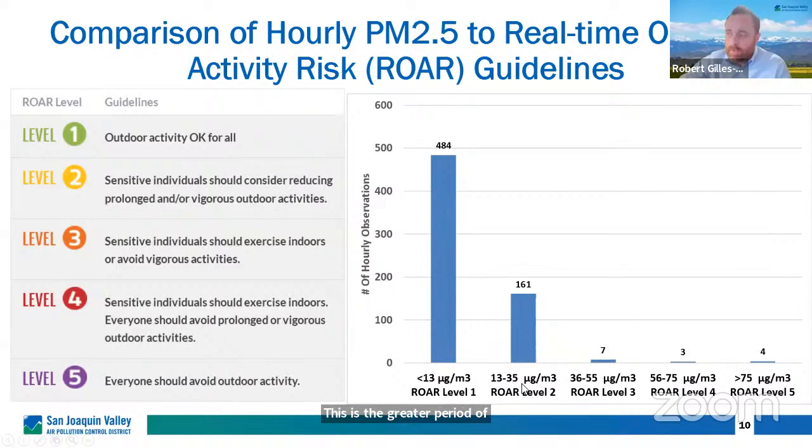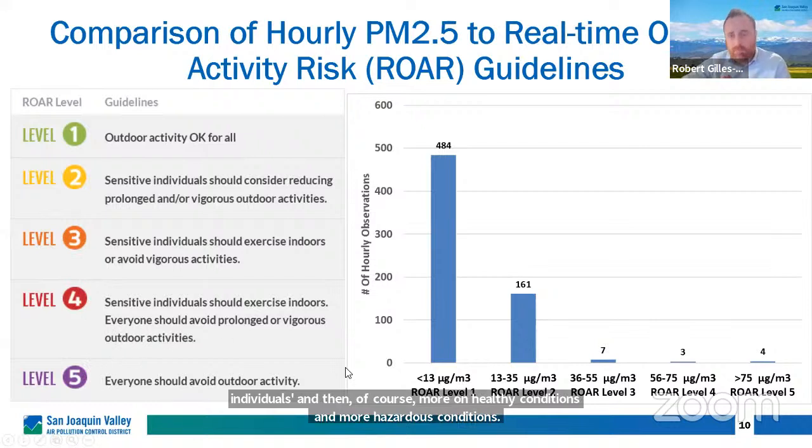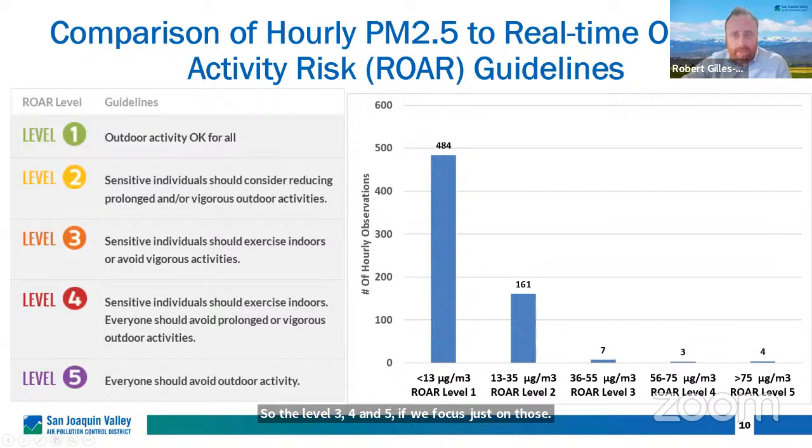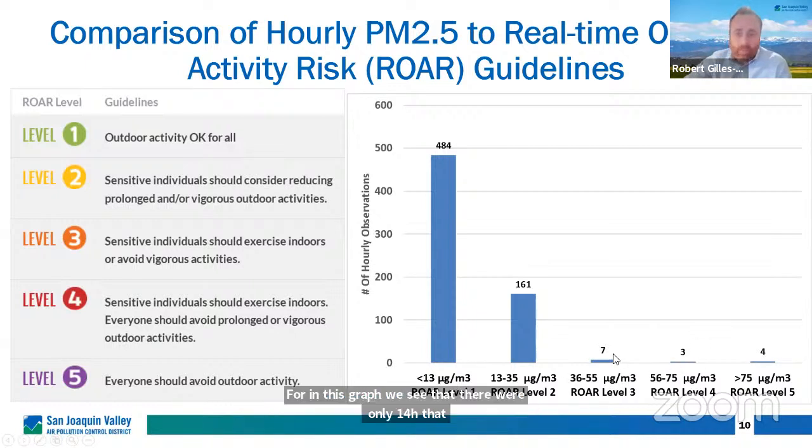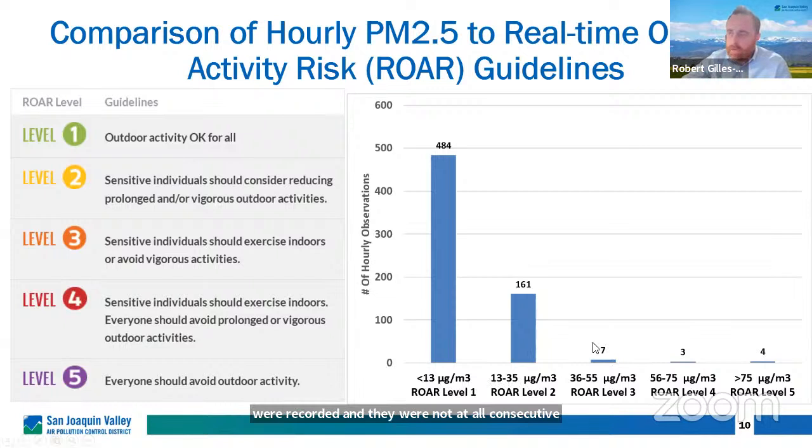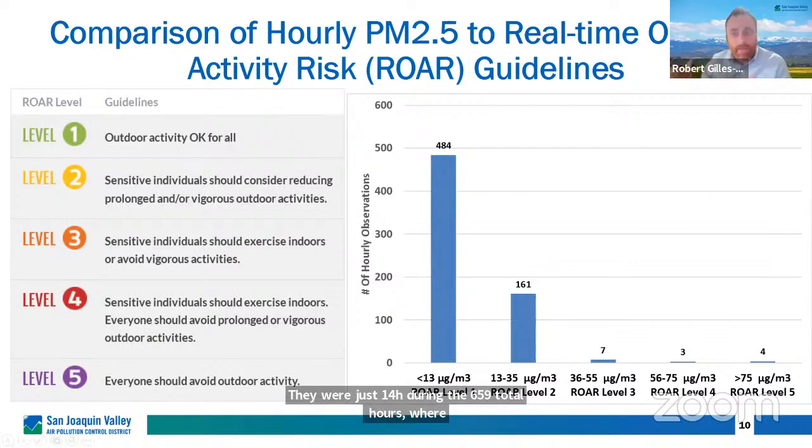And then there was level 2, which is still in the moderate category, and the next greatest number of observations were in that category. And then when we see more concern in general for sensitive individuals, and then of course more unhealthy conditions and more hazardous conditions, so levels 3, 4, and 5, if we focus just on those in this graph, we see that there were only 14 hours that were recorded, and they were not at all consecutive hours. They were just 14 hours during the 659 total hours where we saw concentrations at level 3 and above. So I have a couple more slides that help to show the same data in some different ways.